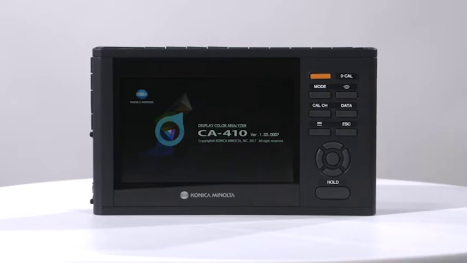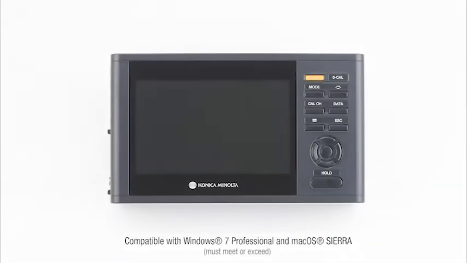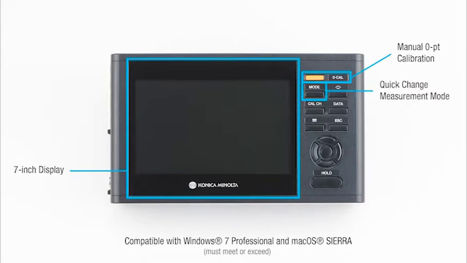The 7-inch color display is clear and easy to read, and is available in English, Japanese, Chinese, and Korean. The optimized design contributes to its ease of operation, and it is completely portable with its internal data memory function. Software also is compatible with both Windows and Mac.